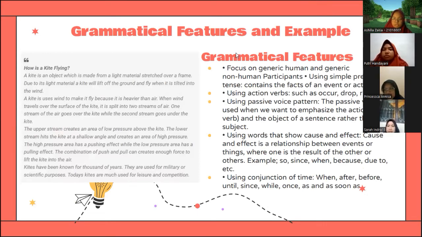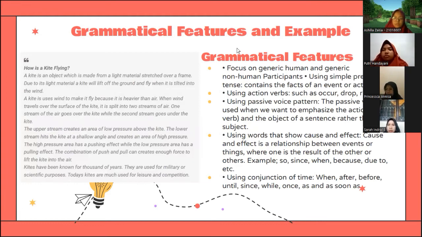Using passive voice pattern. The passive voice is used when we want to emphasize the action and the object of a sentence rather than the subject. Because this explanation text talks about how something happened, we need to focus on what happened rather than the subject. And using words that show cause and effect.